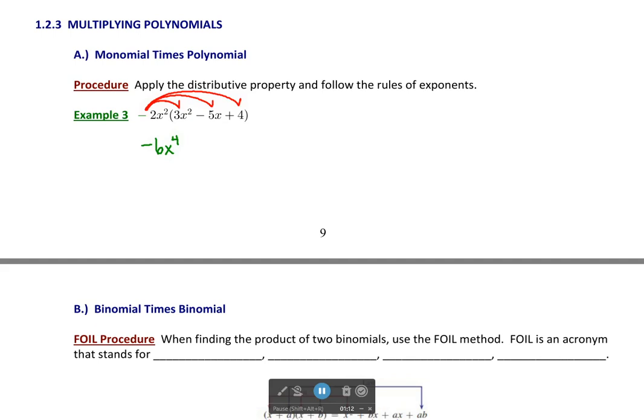Then we distribute negative 2x squared to the second term. Negative 2x squared times negative 5x gives me positive 10x to the 3rd power, again adding exponents. And then finally, negative 2x squared times positive 4 gives me negative 8x squared. Our polynomial here is in descending order, or standard form, so we are done with the multiplication.